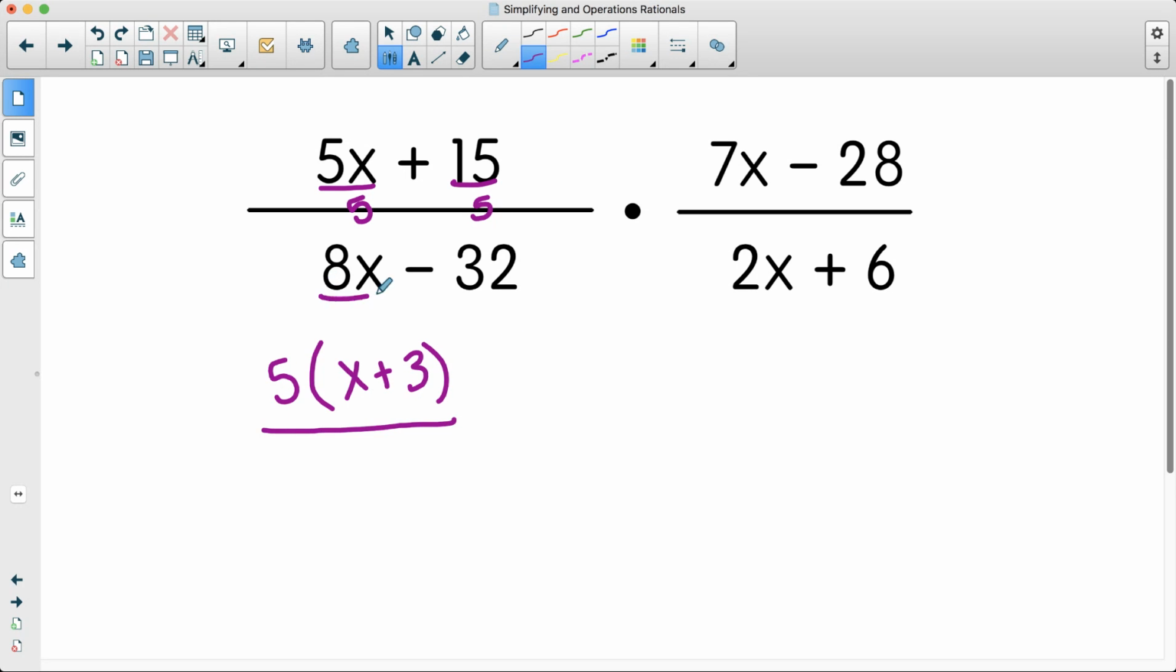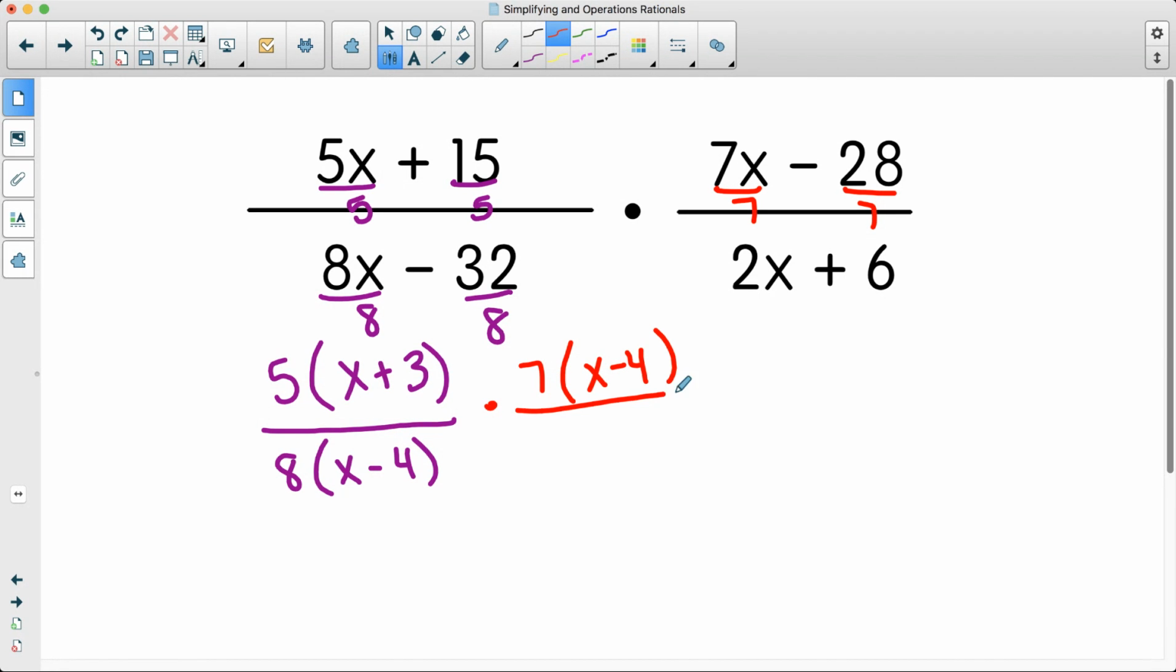In the denominator, the 8x minus 32, I can factor out an 8. So that goes on the outside, and you're left with x minus 4 on the inside. Let's look at the other fraction. 7x minus 28, I can take a 7 out of both of these. So that gives me 7 times x minus 4. And 2x plus 6, I can take a 2 out of both of these. So that leaves me with x plus 3. So let's go ahead and multiply these out.